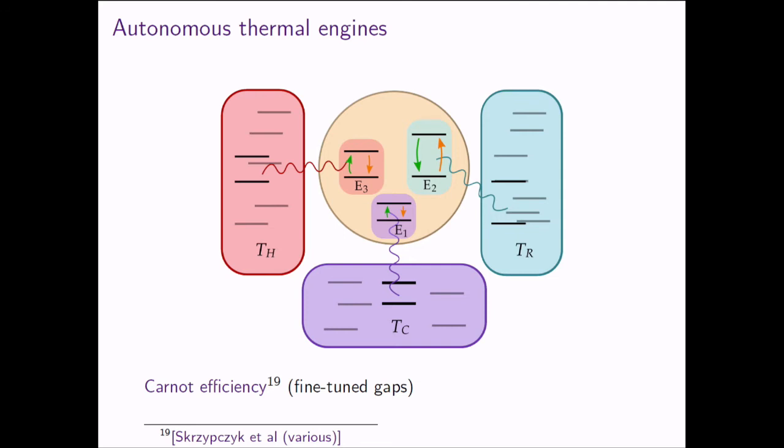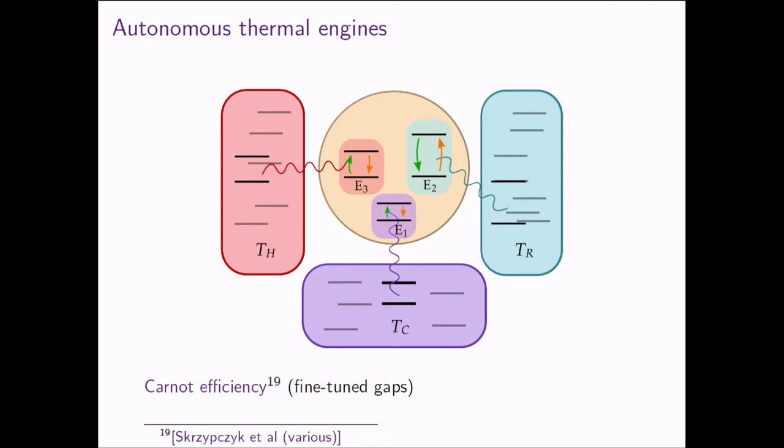And the question was, well, how big does this engine need to be? Can we do it with only, say, imagine having only three qubits here? Do we still get very efficient engines or not? And the result is that, yes, you can get Carnot efficiency, but let's be a bit careful about what this means.